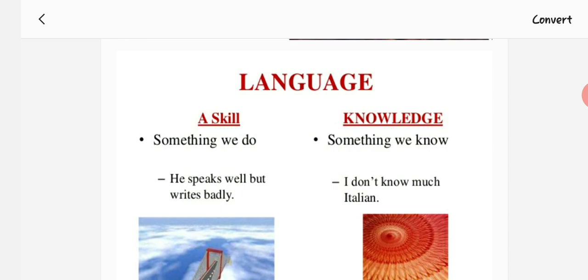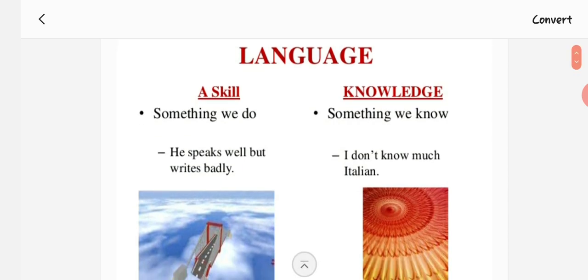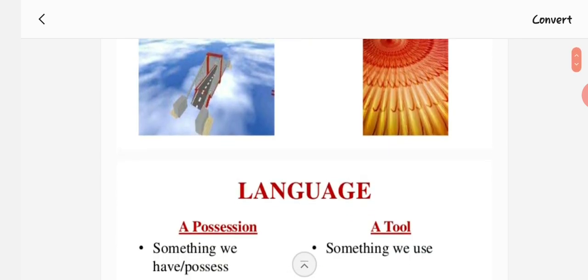As far as the knowledge is concerned, there are a lot of things we discuss in our daily life. Like, I don't know much Italian, I don't know how to speak Punjabi, or I do know much Italian, I know how to speak Punjabi. So, these are some types of knowledge, and language could be defined as a skill and it can be defined as knowledge.